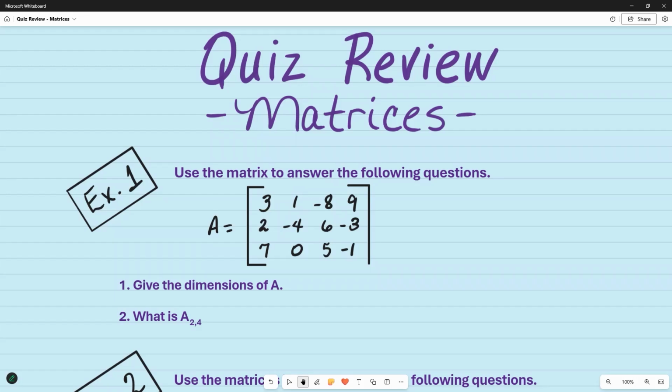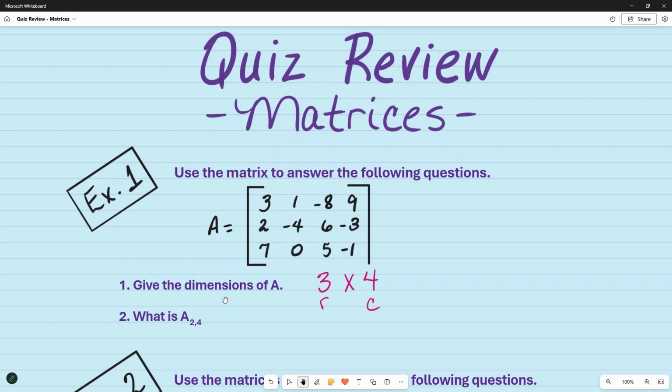For example 1, I'm given this matrix and I'm asked to give the dimensions of A, which is the name of the matrix. When you're trying to determine the size or the dimensions of a matrix, you want to start by counting your rows. Rows go across, so I have 3. And then you want to count your columns, which go up and down. When I ask you to give your dimensions, you're going to write the rows first. So it's going to be a 3 by 4.